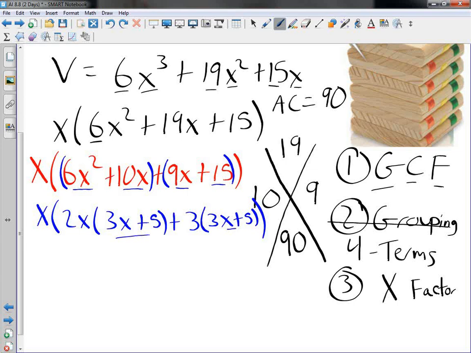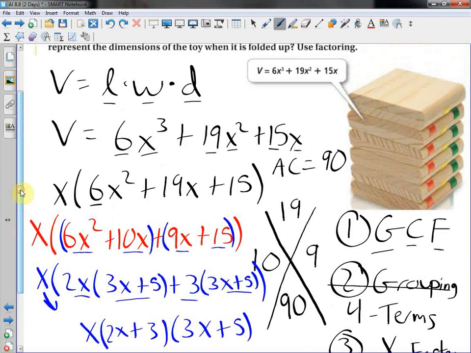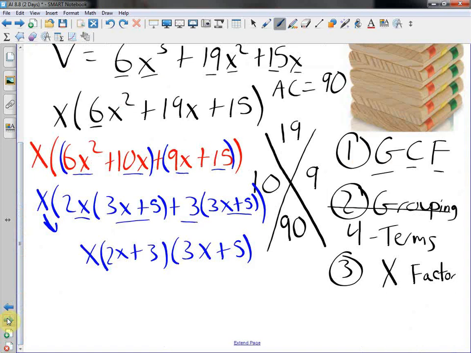These are the same, which is good news, so I'm going to put them together. 3x plus 5. First one is 2x plus 3. And the x goes along for the ride. So those are my 3 dimensions. Okay, remember, at very first we said volume is equal to length times width times depth, right? So 3 things multiplied together. Now I have 1, 2, 3 things multiplied together.